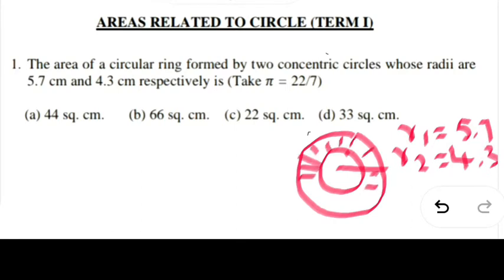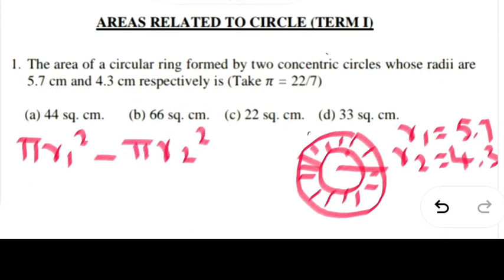The area of a circular ring is pi R1 square minus pi R2 square. This is the formula for finding the area of a circular ring. That means the area of the outer circle minus the area of the inner circle. And here pi is common, so you will get pi into R1 square minus R2 square. Pi you can take outside.